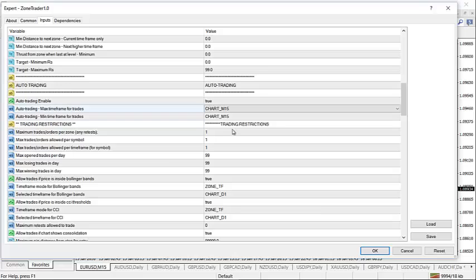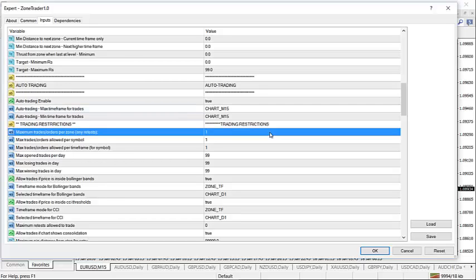Underneath here you have trading restrictions. Now these are things that stop trading happening even though price might be approaching or actually inside one of the zones that you've classified as suitable for trading against. In this example, the 15-minute zone. So there's certain things to do with the number of trades allowed, either in a day or against a particular symbol or against a particular zone.